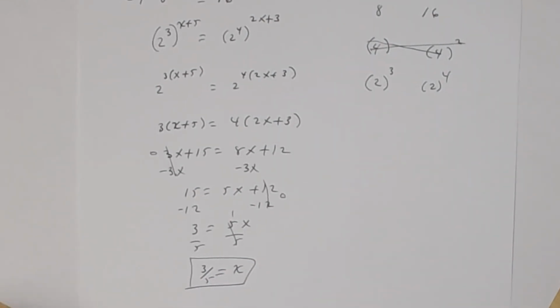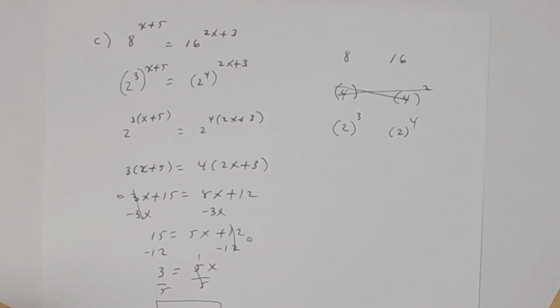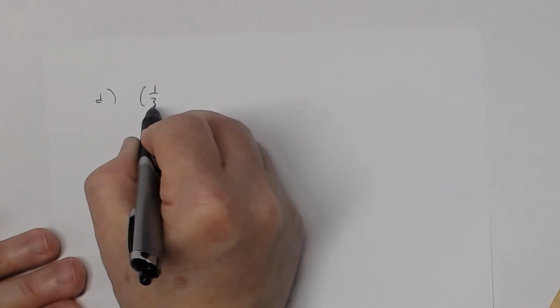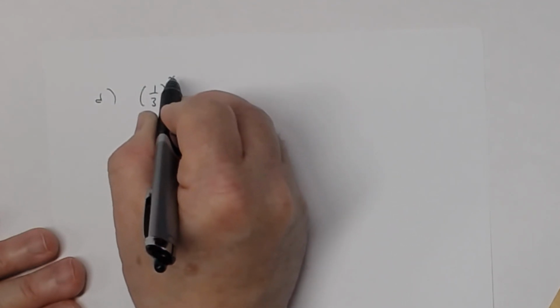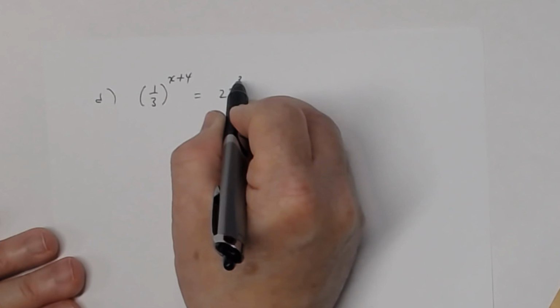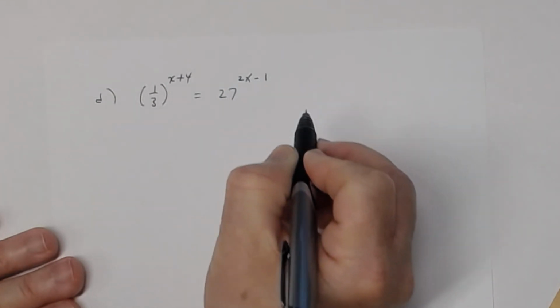All right, so that was letter C. Not that difficult, fairly simple to do. And let's look at D. So for D, we have this problem, and let me just write it first. So we have 1/3 to the x plus 4 power equals 27 to the 2x minus 1 power.